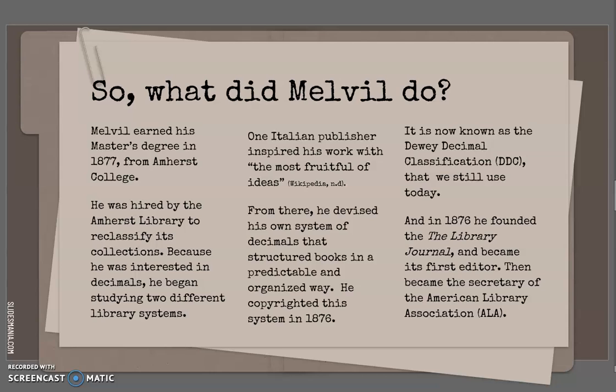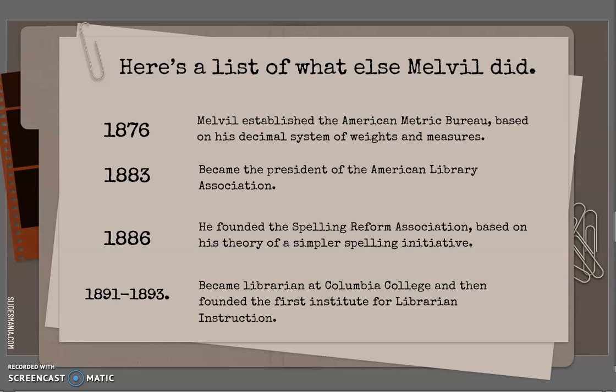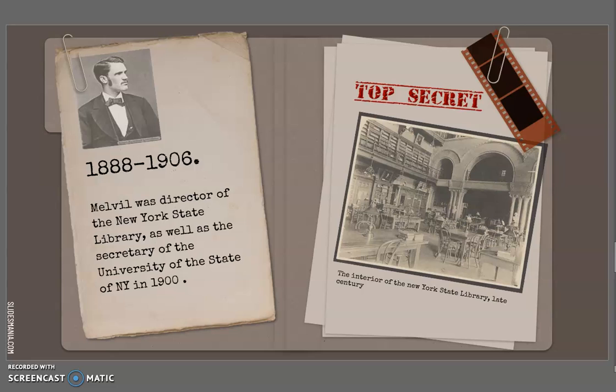Then he founded the Library Journal and became its first editor, and then the secretary of the American Library Association, the ALA. Here's a list of what else Melville did. He established the American Metric Bureau, became the president of the American Library Association. He founded the Spelling Reform Association, then became the librarian at Columbia College, and founded the first Institute for Librarian Instruction. In 1888 through 1906, he was the director of the New York State Library, as well as the secretary of the University of the State of New York.